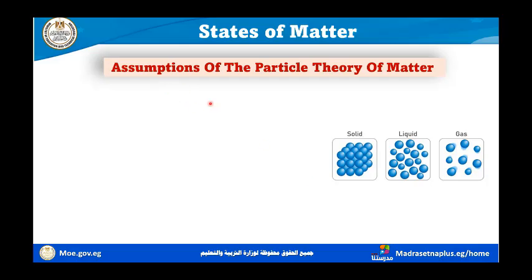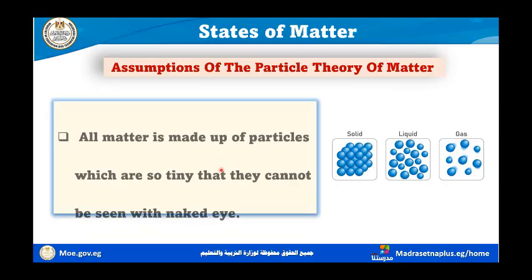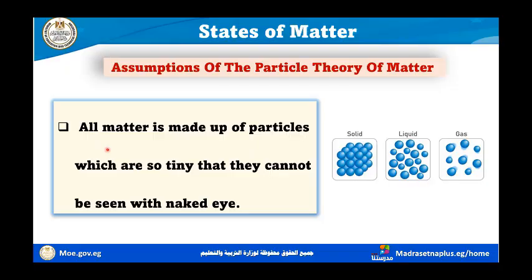What are the assumptions of particle theory of matter? Let's start with the first point. All matter around us is made of particles, like these spheres in the figure.